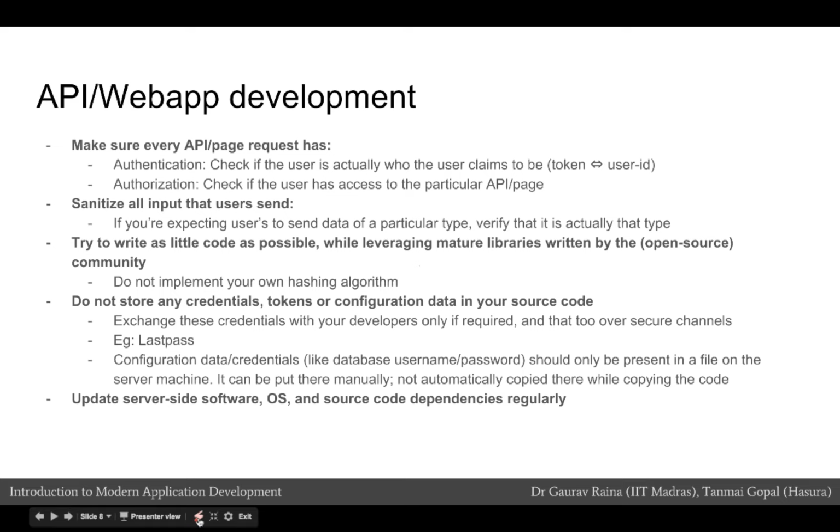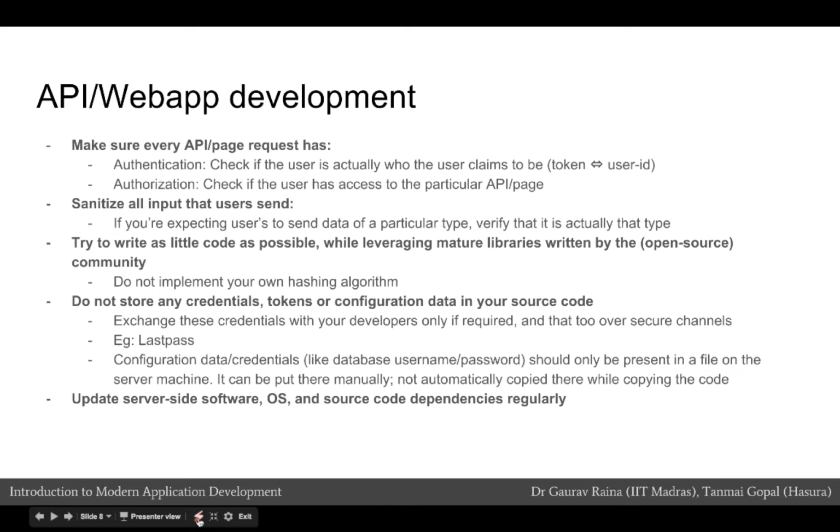Now let's move on to some best practices for API and web app development. Whenever we write an endpoint that is an API or a web page request, we must ensure that the API has an authentication check and an authorization check. So we must check that if a user is claiming to be a particular ID, then the user actually has that ID. And we must check that whatever functionality is being requested in the API or on the page is something that that particular user ID actually has the authorization to make a request to.